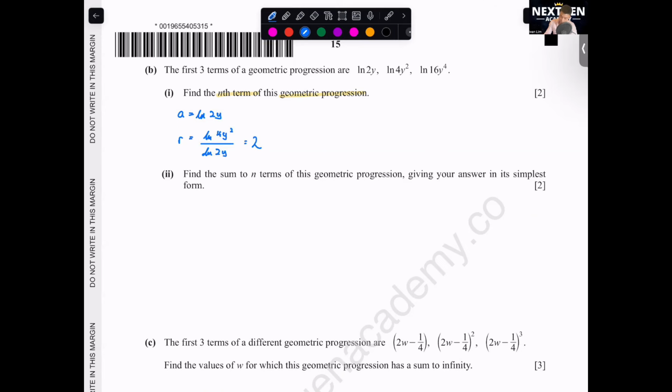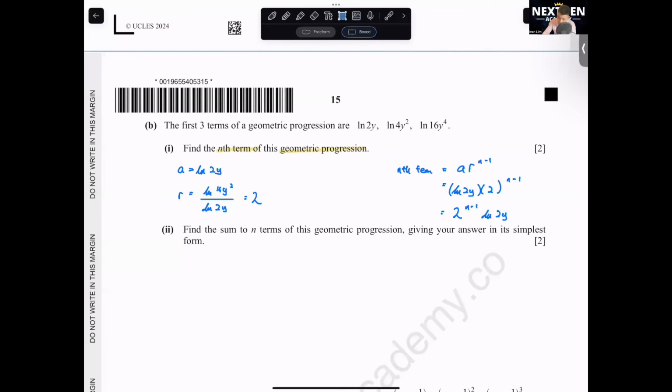Okay, I'm going to substitute into a r to the power of n minus 1. ln 2y multiplied by 2 to the power of n minus 1. You can leave it like this, or you can also write it in this form: 2 to the power n, ln 2y.